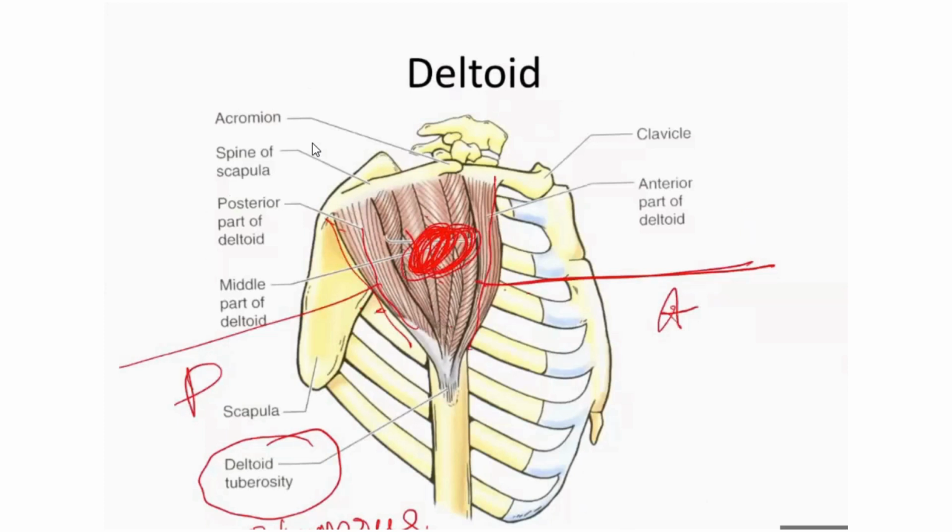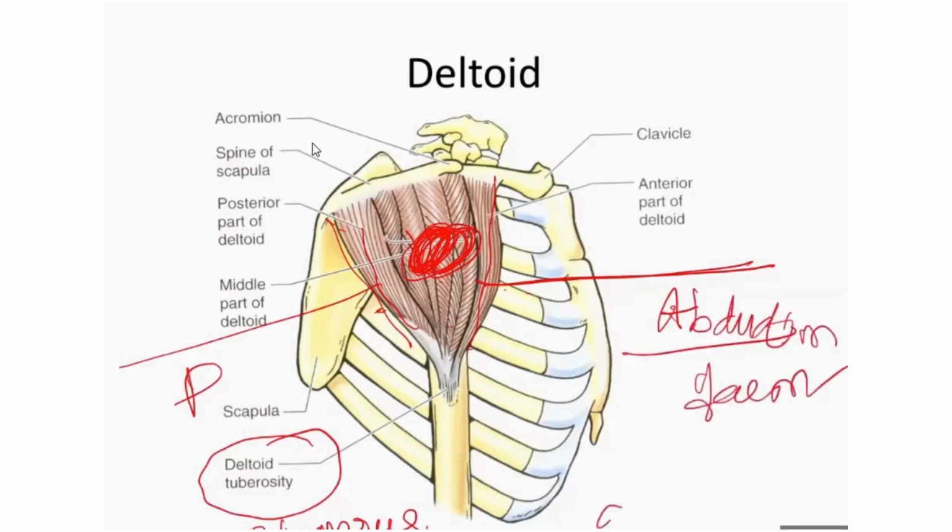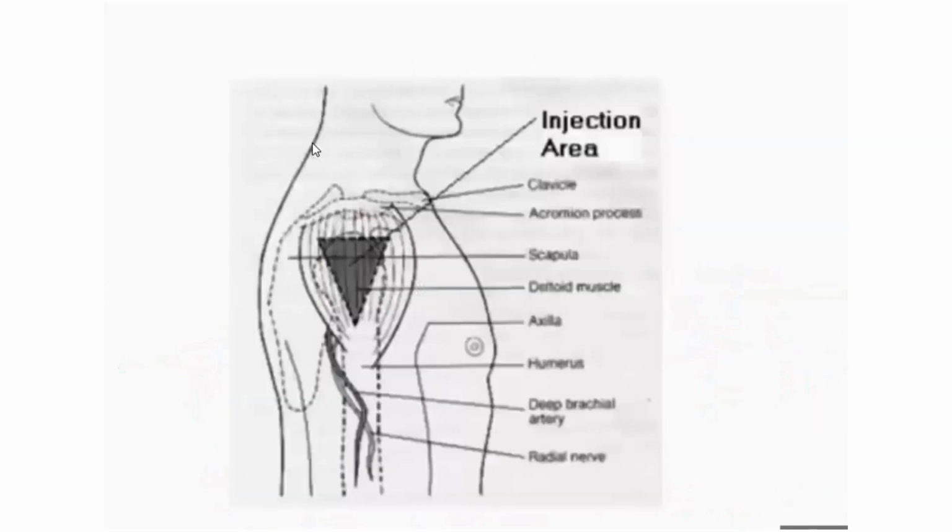It is supplied by the axillary nerve. What would be the function? This is adduction, this is abduction. The main prime action of the deltoid is abduction of the arm. It is supplied by the axillary nerve, and clinically it is used for intramuscular injection. The injection is given on the upper lateral quadrant of the deltoid, not close towards the insertion, but below the origin. Next is the axilla.